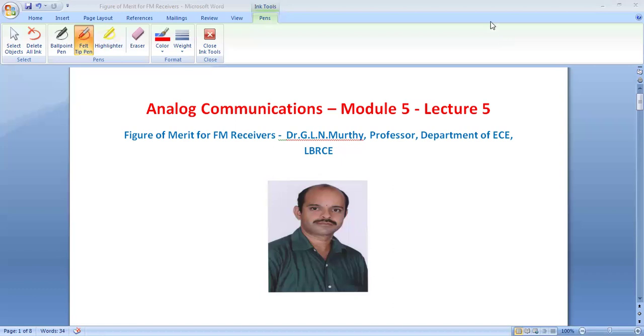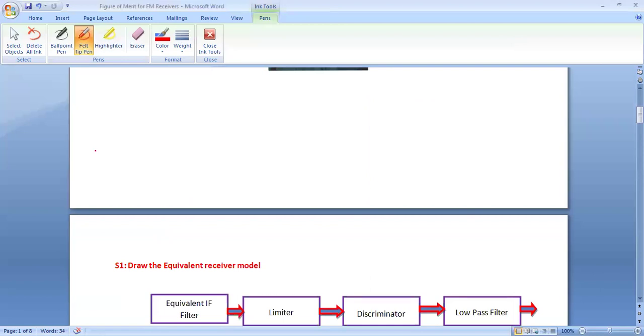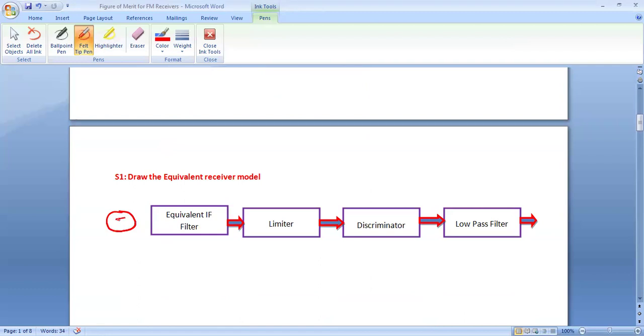As usual, the first step in the estimation of figure of merit is to draw the receiver model. So, here again, the input is a modulated signal s(t) that is corrupted by white noise w(t) and given to the IF section. The output of the IF section is represented as x(t), and the output of the discriminator, which is going to convert the frequency variations into amplitude variations, is represented as v(t). And finally, here is the output signal or demodulated signal. These are the fundamental elements in the FM receiver model.